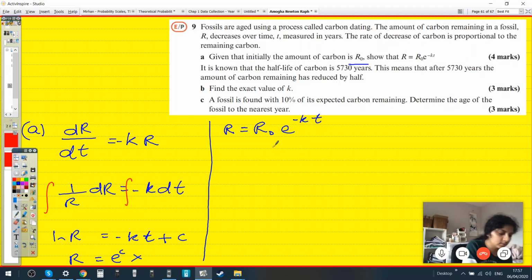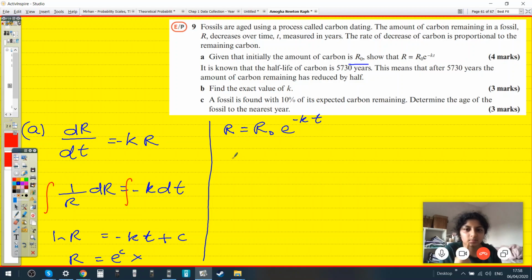So R is equal to. So for B, wouldn't R0 be equal to 2R? Say it again. For part B, wouldn't you know where it says R0, wouldn't that be equal to 2R? Because in the beginning you would have double.